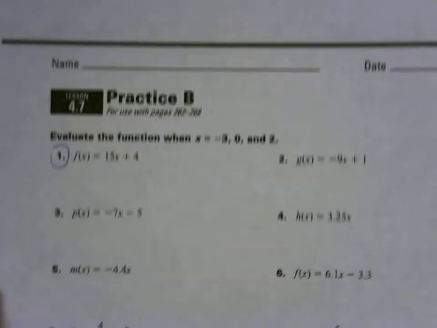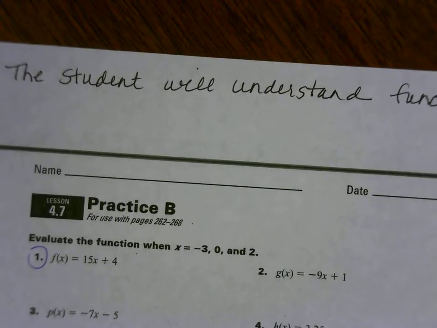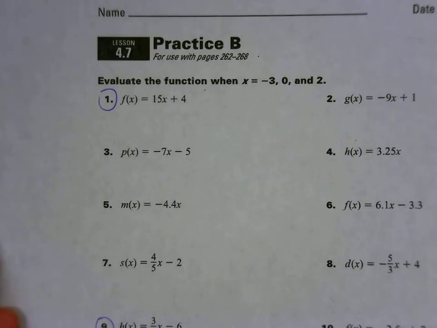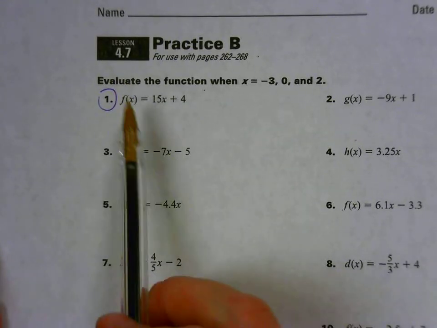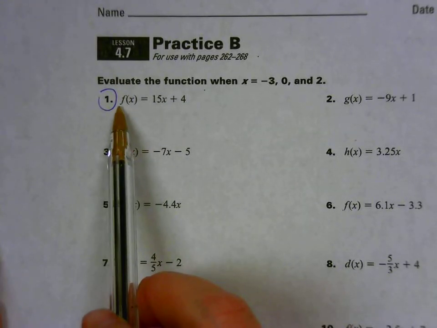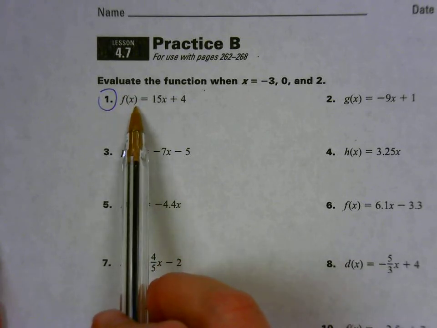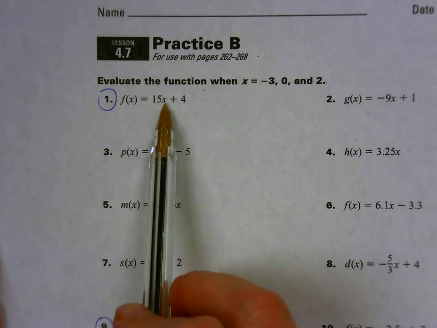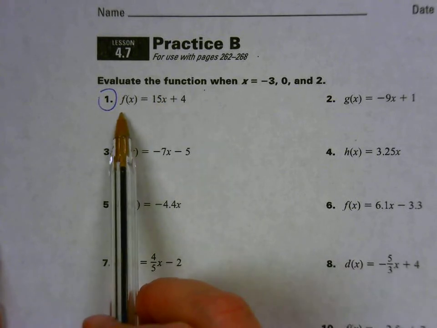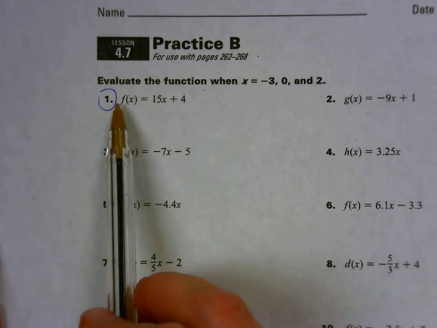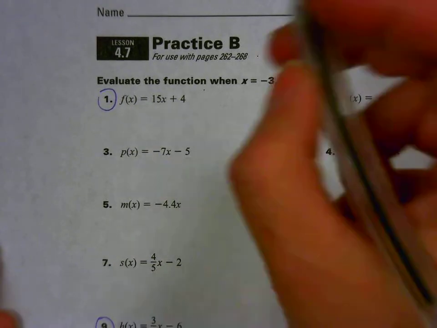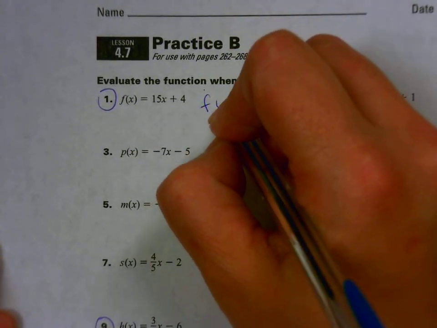So this is lesson 4.7 and our learning goal. It's kind of crazy looking, so I want to explain this to you guys. This is like naming a function. Instead of me every time I want to refer to the function 15x plus 4, I can say, hey, I want you to look at what's called f of x. And f of x is how you pronounce it.